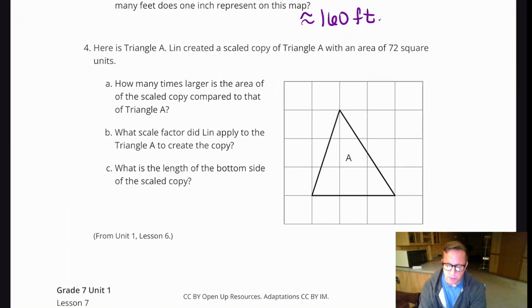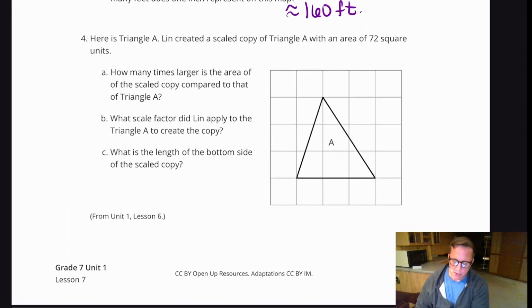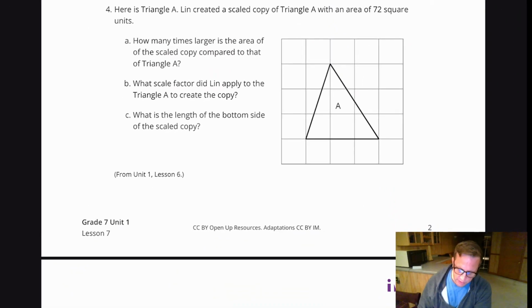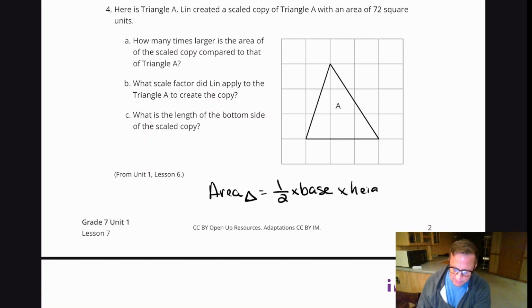All right, for number 4, here's a triangle A. Lynn created a scale copy of triangle A with an area of 72 square units. How many times larger is the area of the scaled copy compared to that of triangle A? All right, so let's figure out now. Area of a triangle. Area of a triangle is 1/2 times base times height.